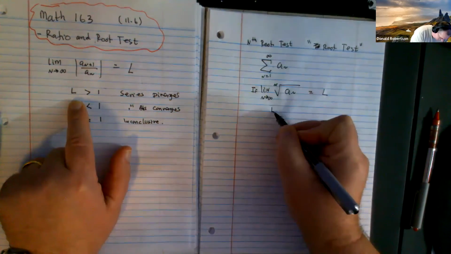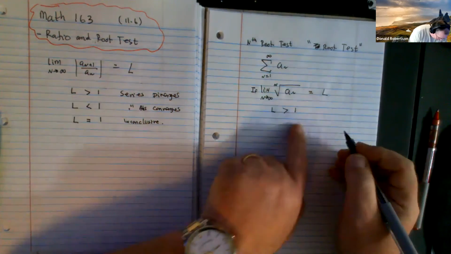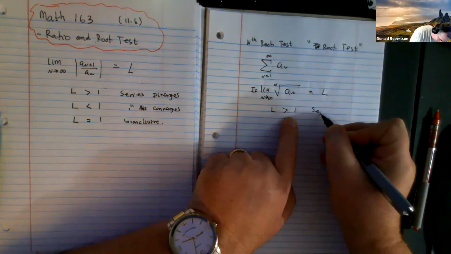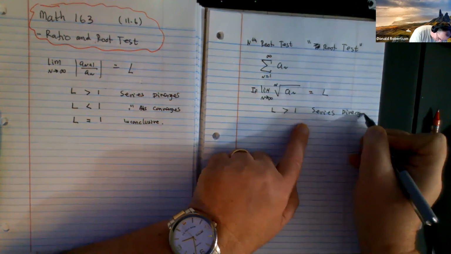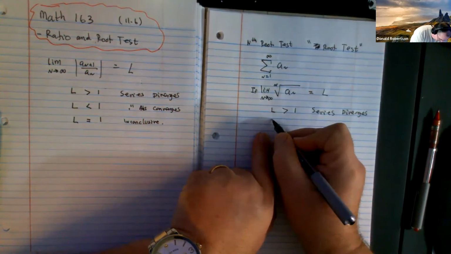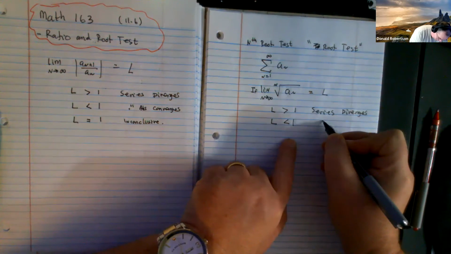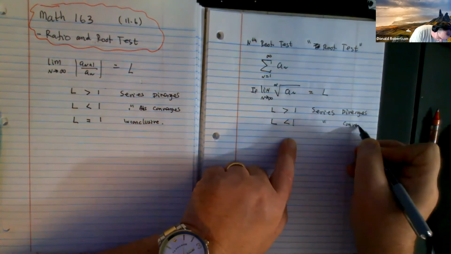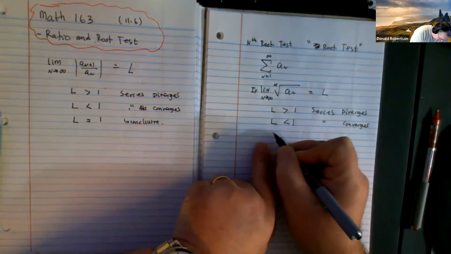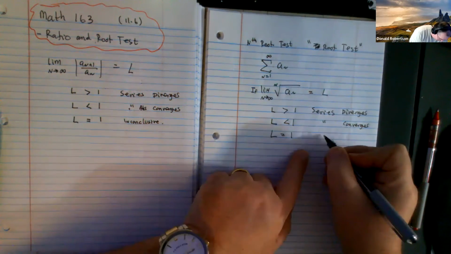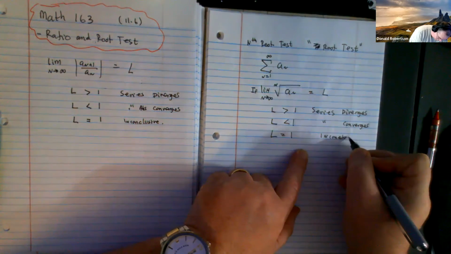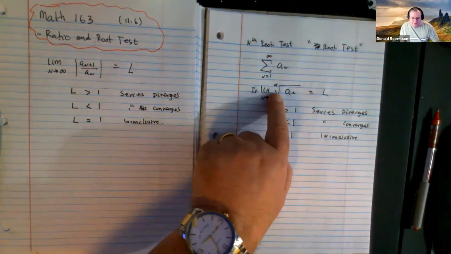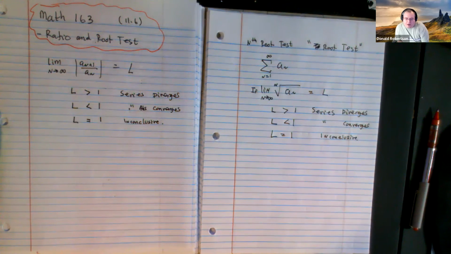And it has the same pattern here. If that number is bigger than 1, the series diverges. If that number is less than 1, the series converges. And if it's equal to 1, it's inconclusive. So we're going to find algebraically the limit of the nth root of something.